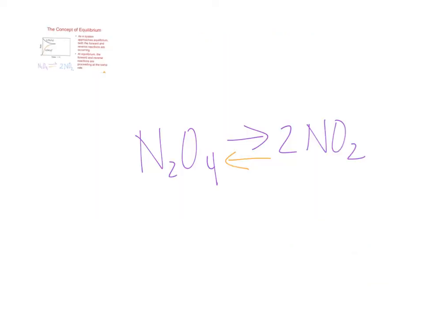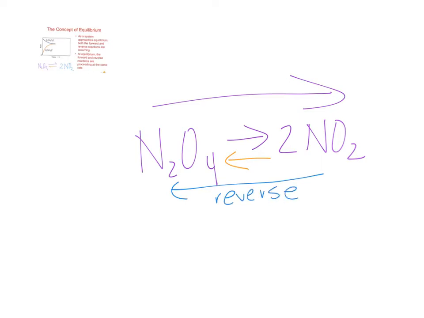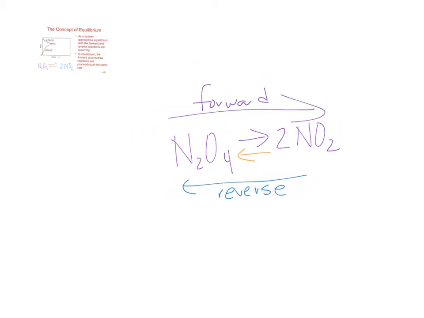So let us consider a system where we have some dinitrogen tetroxide, and it is decomposing into two nitrogen dioxide molecules. This is the forward reaction, going this way. At the same time, once there are some nitrogen dioxide molecules, they are combining to reform dinitrogen tetroxide. That is the reverse reaction. We have a forward reaction and a reverse reaction.